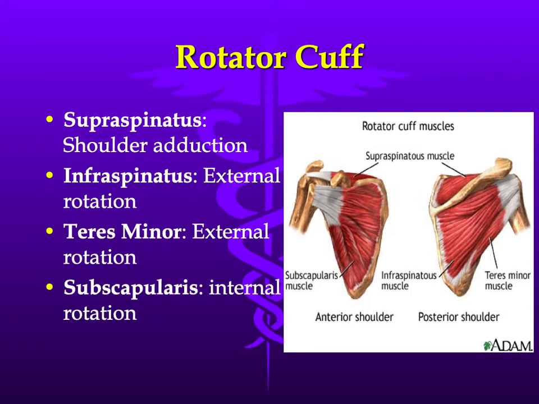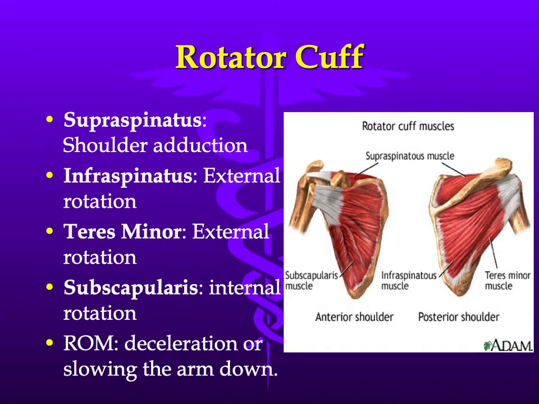And you can see that these muscles attach to, hang out on the scapula. Now, I have here that the range of motion for the rotator cuff is deceleration or slowing down of the arm, but also above I have the supraspinatus responsible for shoulder adduction. Infraspinatus does, and the teres minor does external rotation, and the subscapularis does internal rotation. So which is it? Which range of motion is it?